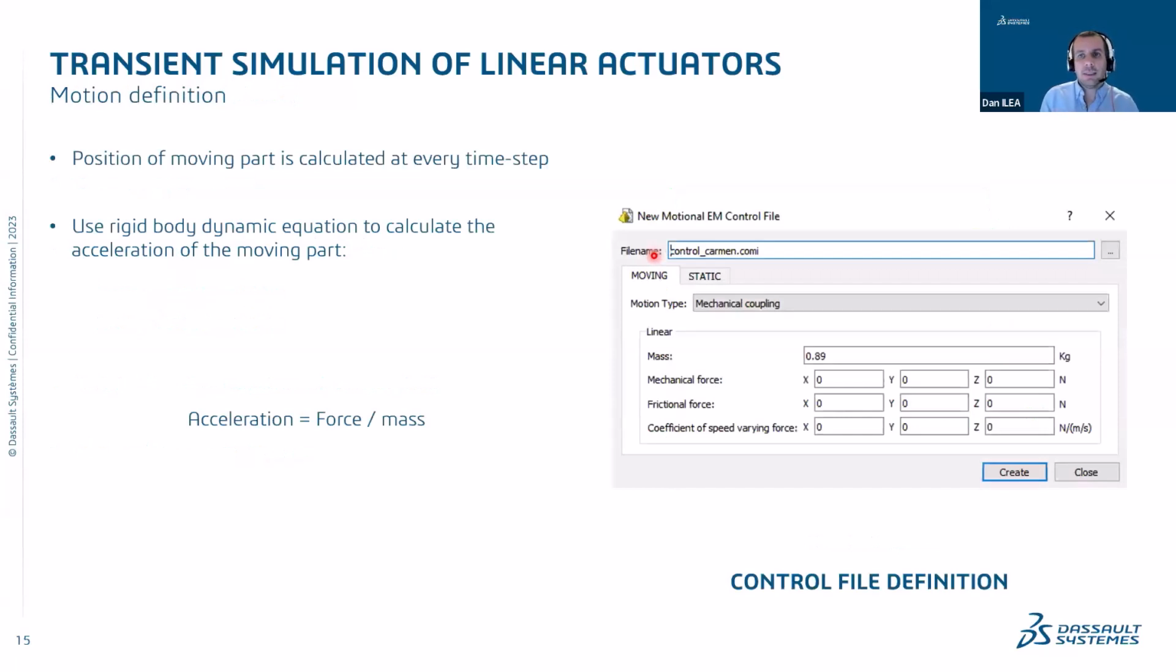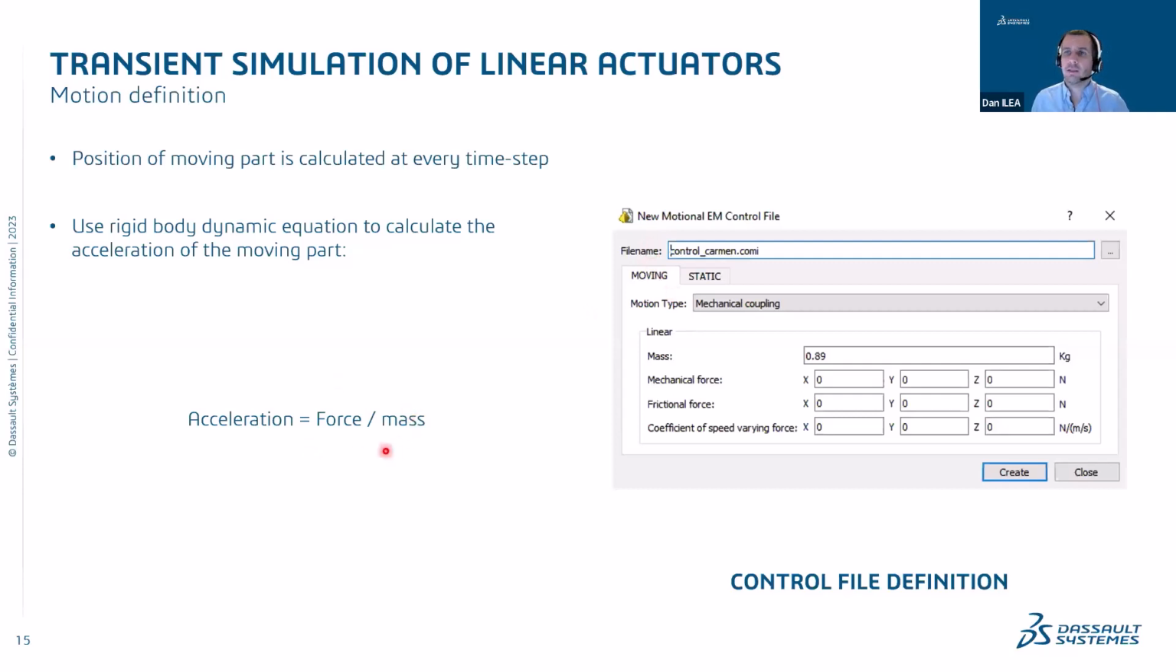Now the next part is defining the type of motion that we want. Again, there are different ways in which we can define the motion. For this example, we wanted to make it as realistic as possible and define what we call the mechanically coupled equation of the moving part, where the electromagnetic force is calculated at every time step during our analysis.